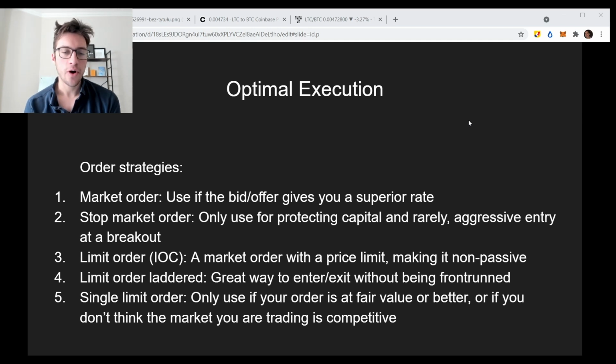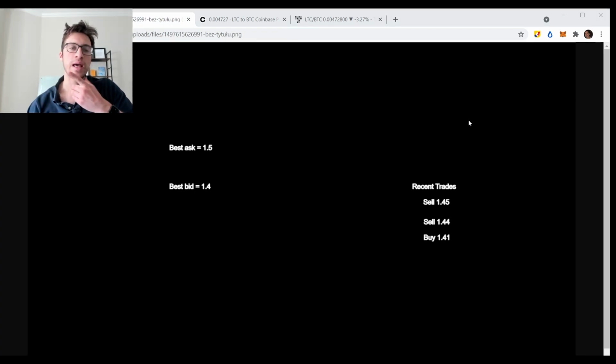All right, number 5. Only use this if your order is at fair value or better. So if you don't think the market you're trading is competitive, here's an example. Let's say you look at this one and the rate's not changing that much, and you're thinking, this market's not that competitive. I see that people are selling at 1.44. I'm going to put a bid at 1.42 and just wait a little bit, watch the rate on different exchanges, just put a bid there, and let's say that no one front runs you. This is great. The fair market value is 1.45.